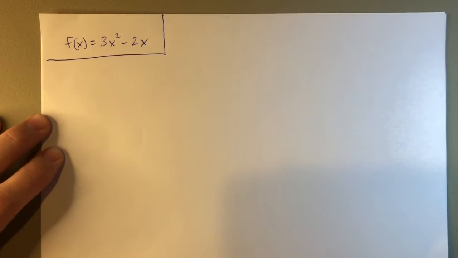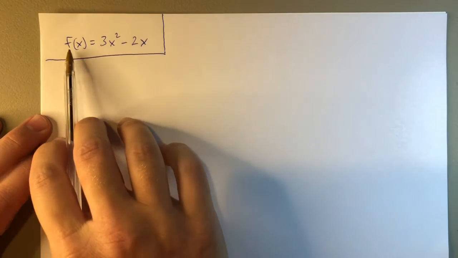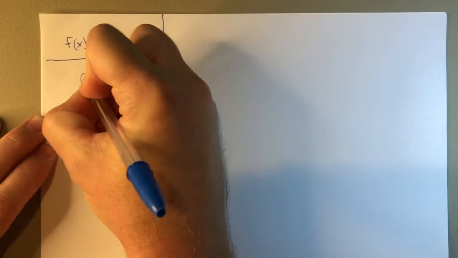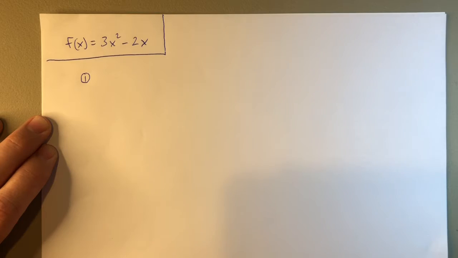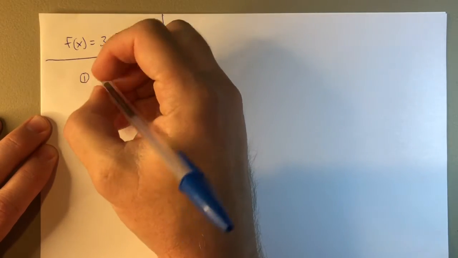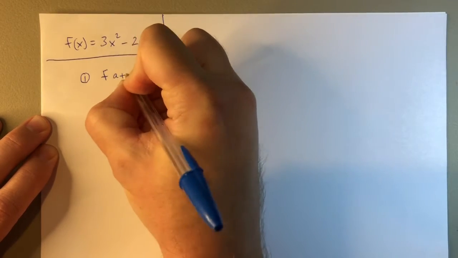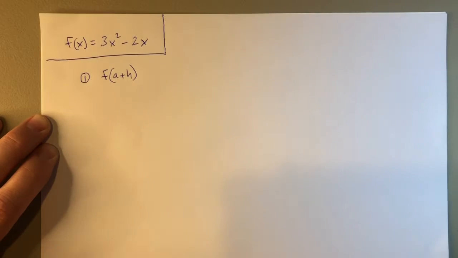All right, let's look at determining the difference quotient of this function f of x. If you want to, you can break this down into three parts, three steps. You don't have to, but I am going to show you how to do this first one anyway in three steps. So step one, we want to determine f of a plus h.